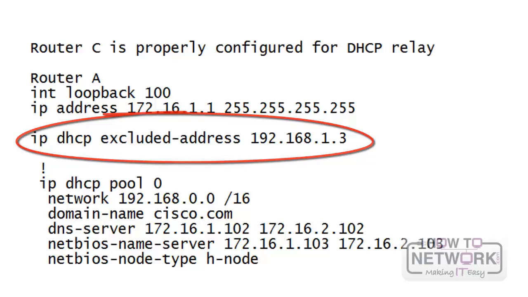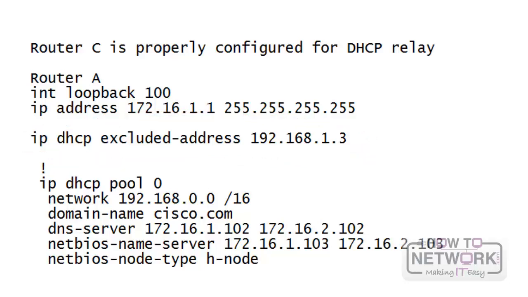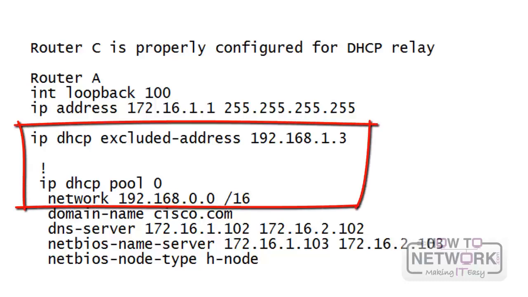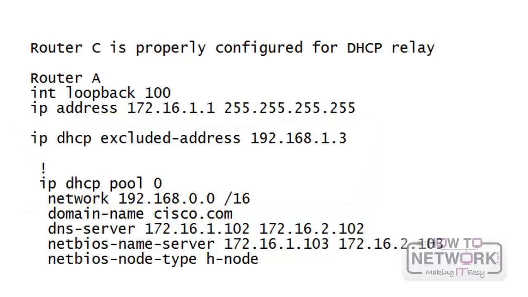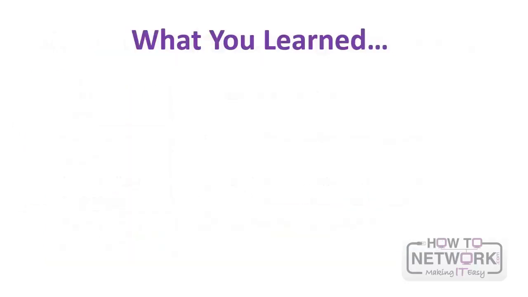So that's a good reminder and a common issue in DHCP that if you're statically assigning an IP address on your network that is within the same pool of your DHCP pool, you need to exclude that using the IP DHCP excluded address command. You can specify a single address or a range.